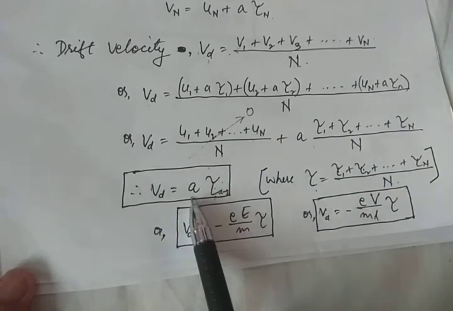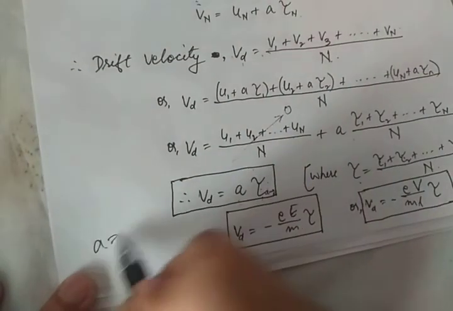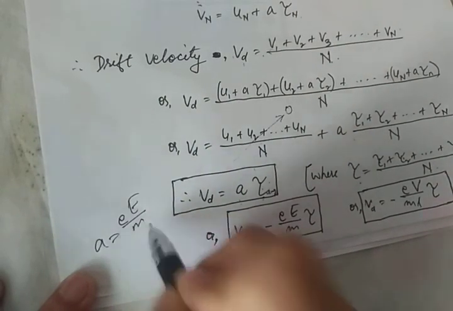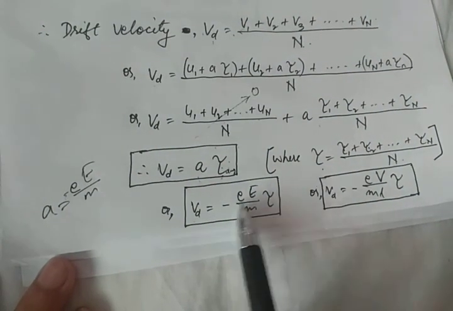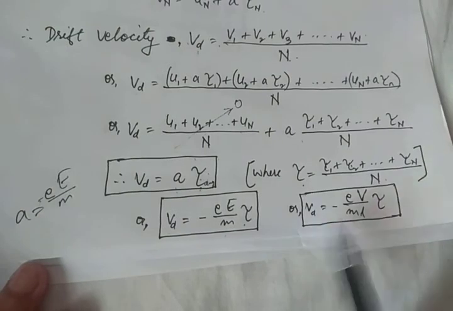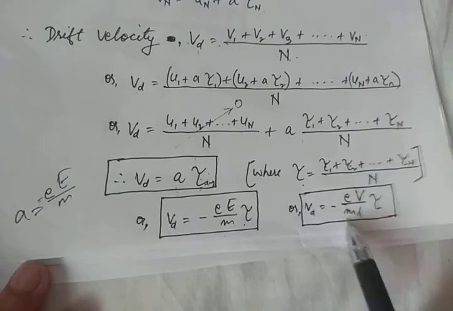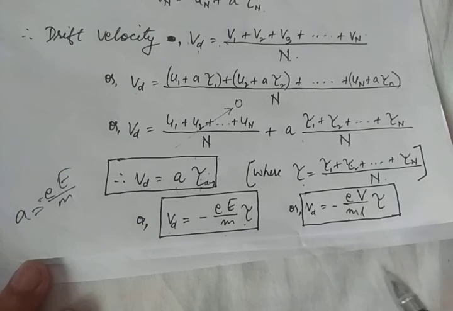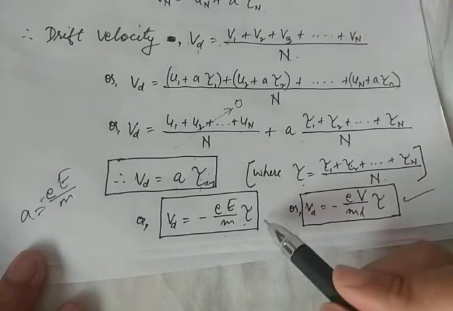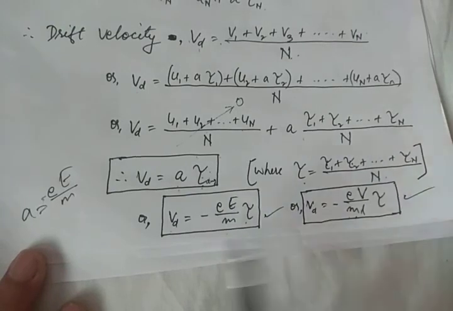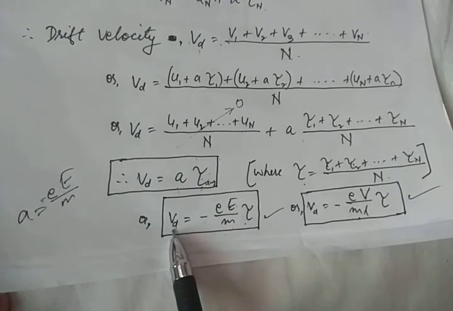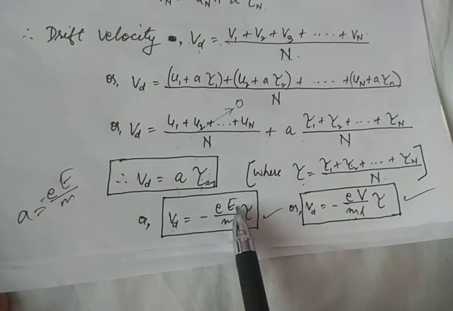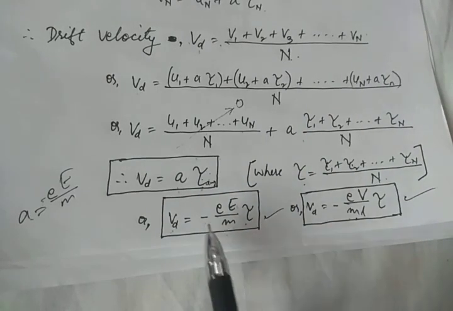Substituting for a, we already know a is E by m, capital E by m; let me include the minus sign. So vd is minus e capital E by m into tau, or vd is minus e capital V by ml into tau. Don't forget these expressions for the drift velocity. The minus sign tells us that the drift velocity is in the direction opposite to that of the electric field. So this is the expression for drift velocity, remember.